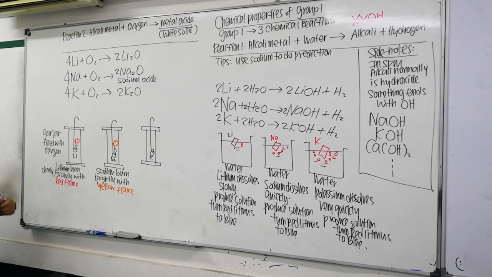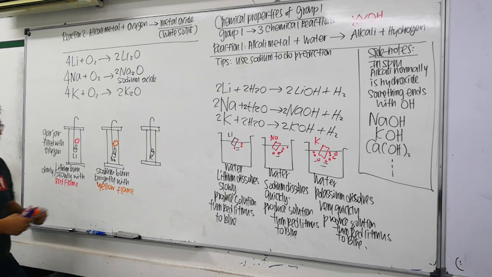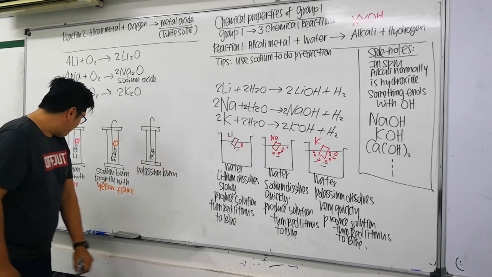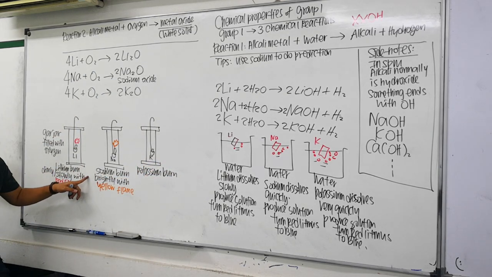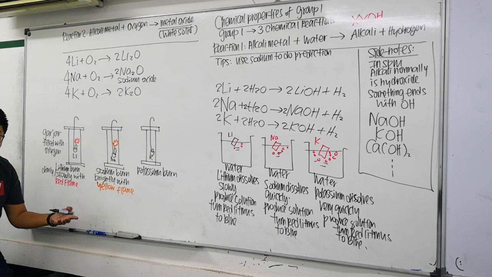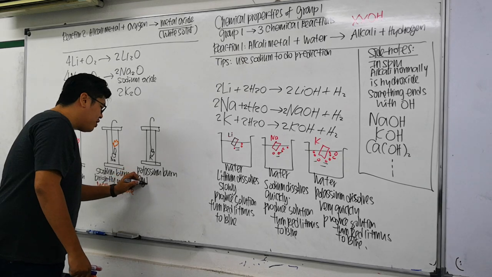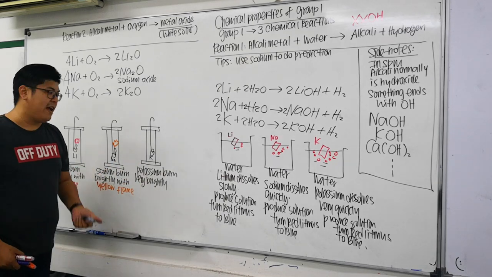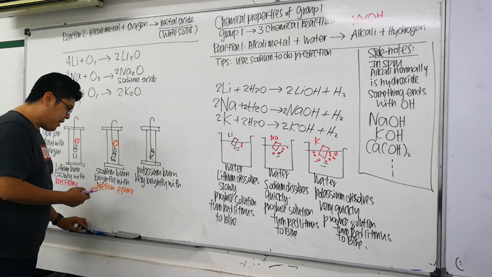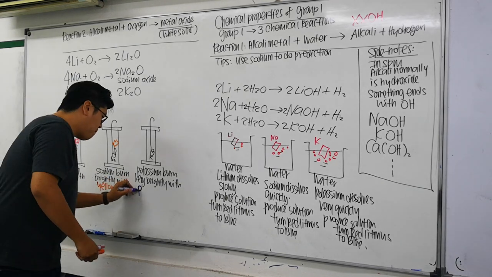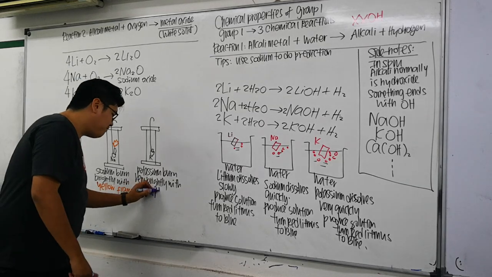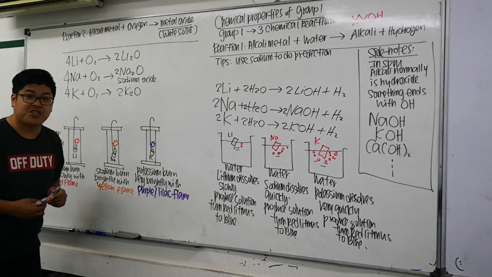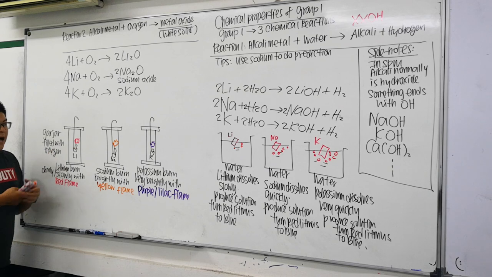When you come to potassium, potassium is much more reactive. So potassium will burn, you see, dimly, brightly, and something more extreme, very brightly. As long as you can show the difference, it will do. The flame color for potassium would be purple. So you can see the flame is purplish. The flame color is a bit different.